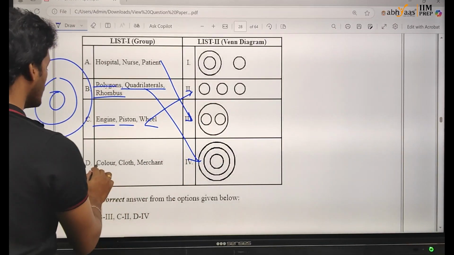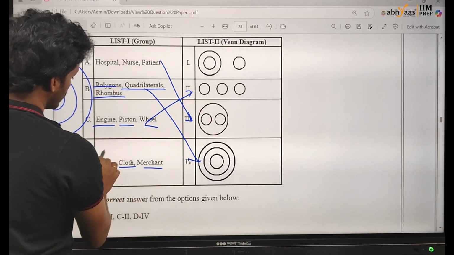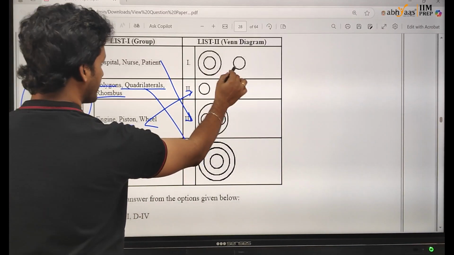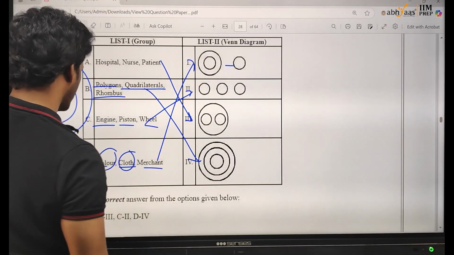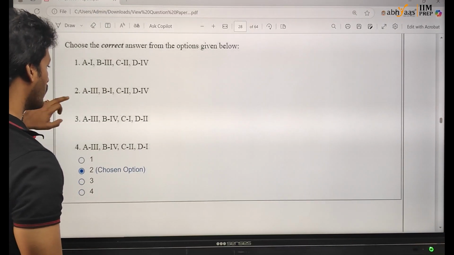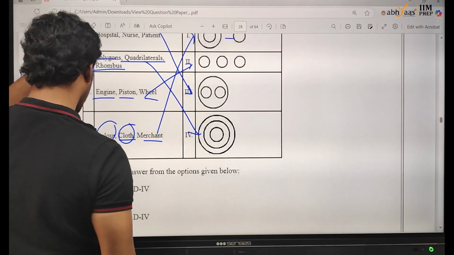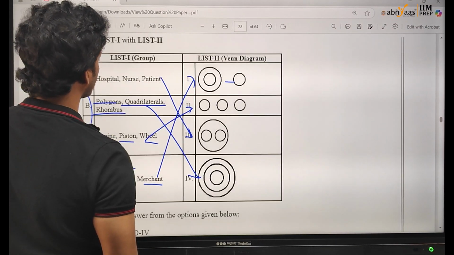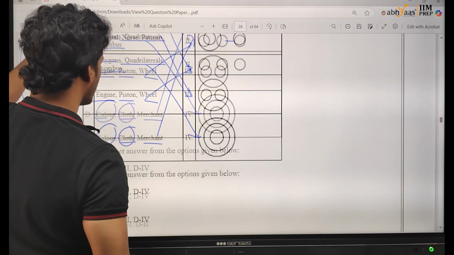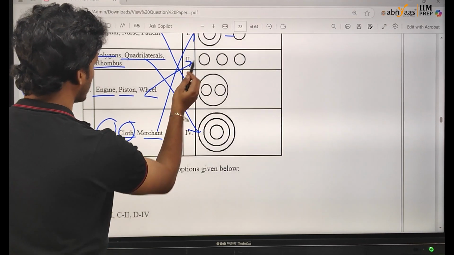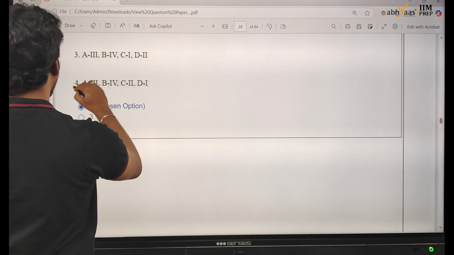Then color, cloth and merchant. For cloth there will be color, and merchant is a different one. So it has to be 1. Is there any option like that? D is showing 1. Yes, there is only one option. Is it matching with the other options? A is 3, B 4, C is 1. Huh? C is showing 2. Yes, right. Option 4 is the right answer.